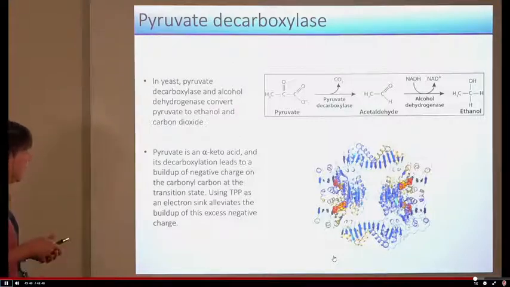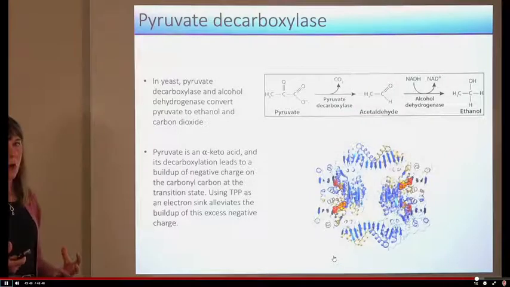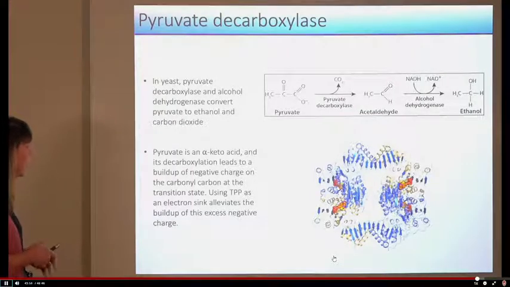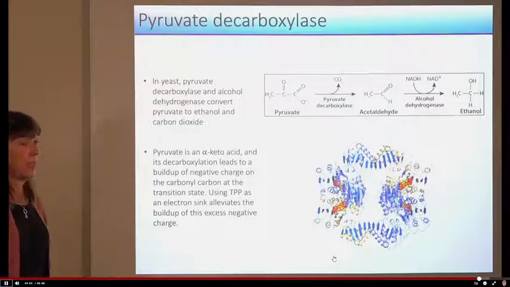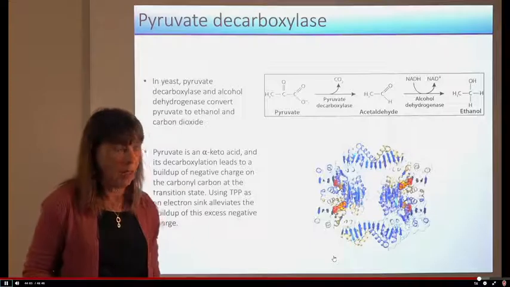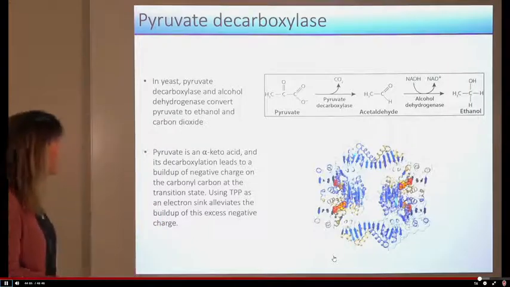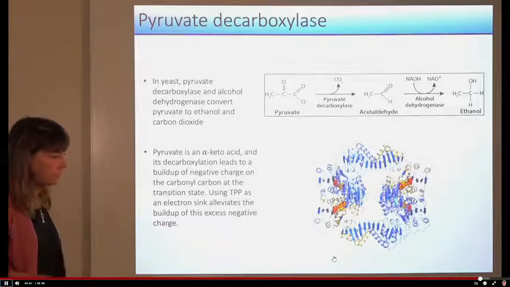Now, pyruvate is an alpha-keto acid. What does that mean? When we talk about the nomenclature of long-chain fatty acids, the first carbon after the carboxylate group is an alpha carbon, and that's a keto group there, so it's an alpha-keto acid. And when you think about it, when you knock off that CO2 group, you build up a lot of negative charge. And so what the TPP does is serve as an electron sink. That's what's going on.